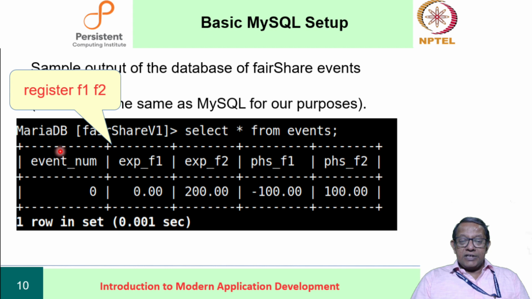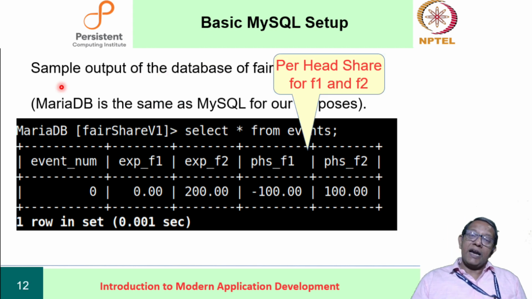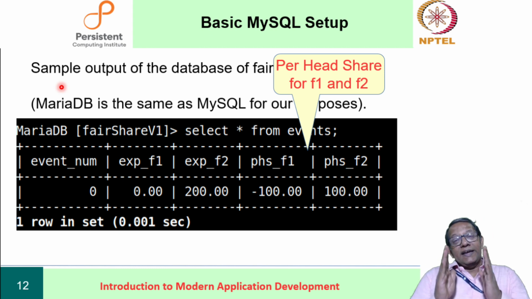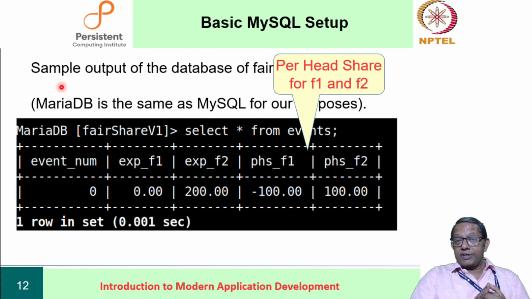This creation of the table is done in response to the register F1 F2 command. We already saw how to create a table manually. These columns are expenses for F1 and F2, and these are per head share columns for F1 and F2. Note that the number of columns will depend on the number of friends that you have requested for registration.